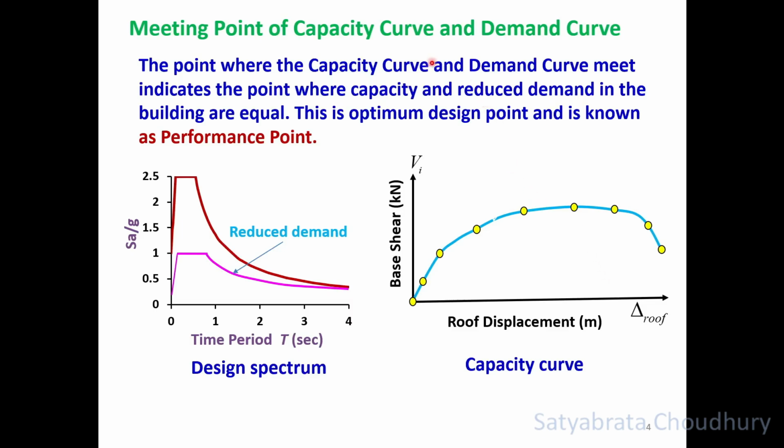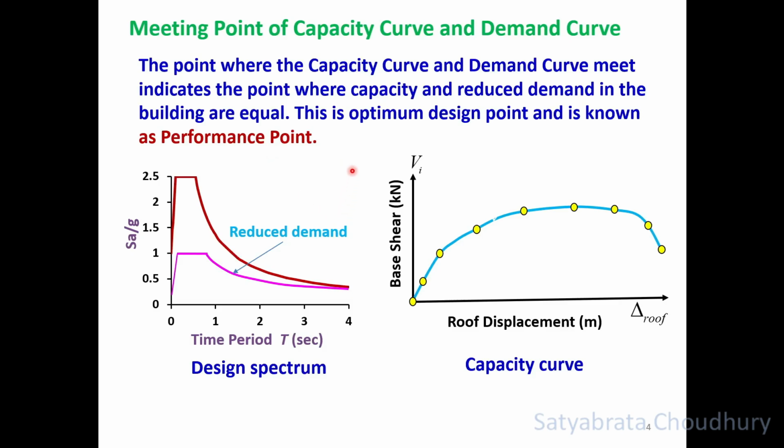The meeting point of capacity curve and demand curve, what is this? Your demand curve in different codes is typically given in terms of period on the x-axis and Sa/g or Sa on the vertical axis. So this is your original 5% damped demand spectrum, and due to damage it has reduced up to this level. The point where the capacity curve and the demand curve meet indicates the point where capacity and demand, or the reduced demand in the system, are equal. This is the optimum design point and is known as the performance point.